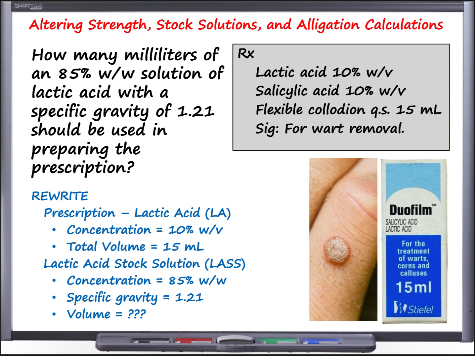All right, let's read our first question. It says, how many milliliters of an 85% weight per weight solution of lactic acid with a specific gravity of 1.21 should be used in preparing the following prescription? The prescription calls for lactic acid 10% weight per volume, salicylic acid 10% weight per volume, in a flexible collodion, which is kind of a gel base, with a total volume of 15 milliliters. And again, this product would be used for wart removal.